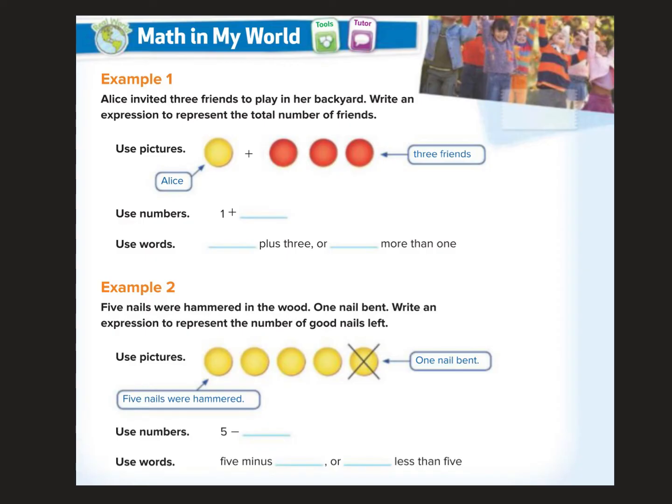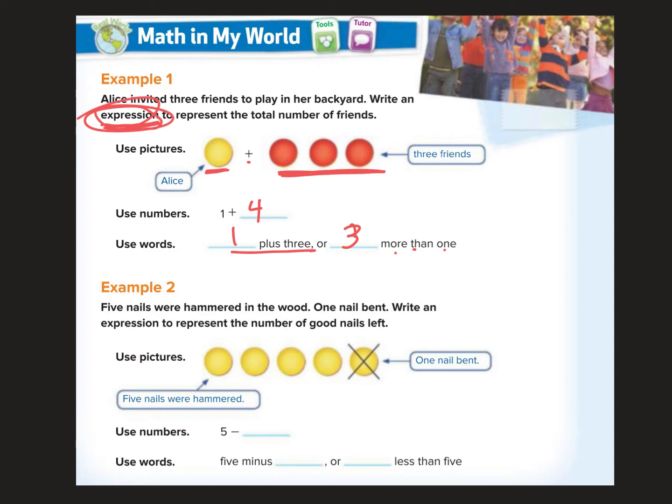All right, example 1 here says, Alice invited 3 friends to play in her backyard. Write an expression, no equal sign, to represent the total number of friends. So we have Alice and her 3 friends. So in this case, if I was using numbers, I would just do 1 plus 4. It's going to represent the total number of friends. Should I have an equal sign? No, because it says write an expression. Okay, so if I was going to use words, I could say 1 plus 3 or 3 more than 1.